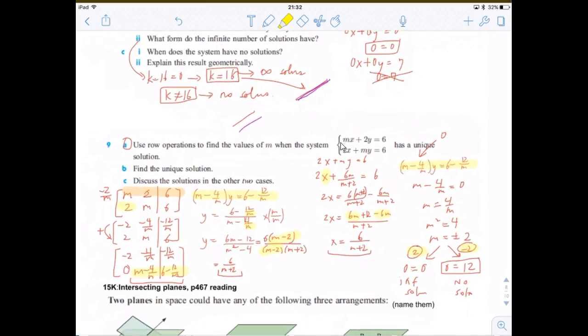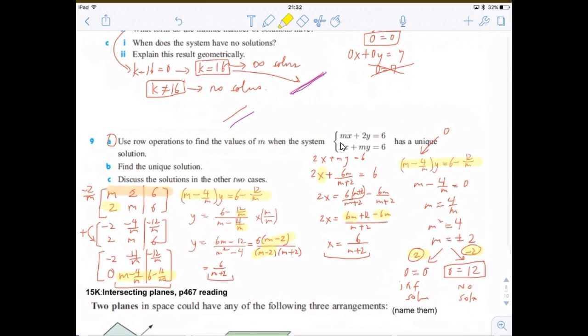Okay? And part A says to find the values of m when the system has a unique solution. So it would be whenever m is not plus or minus 2. Okay. And then we found the unique solution. The unique solution is y equals that, x equals that, when m is any number except for plus or minus 2. Okay, that is fine. Discuss the solutions in the other two cases.